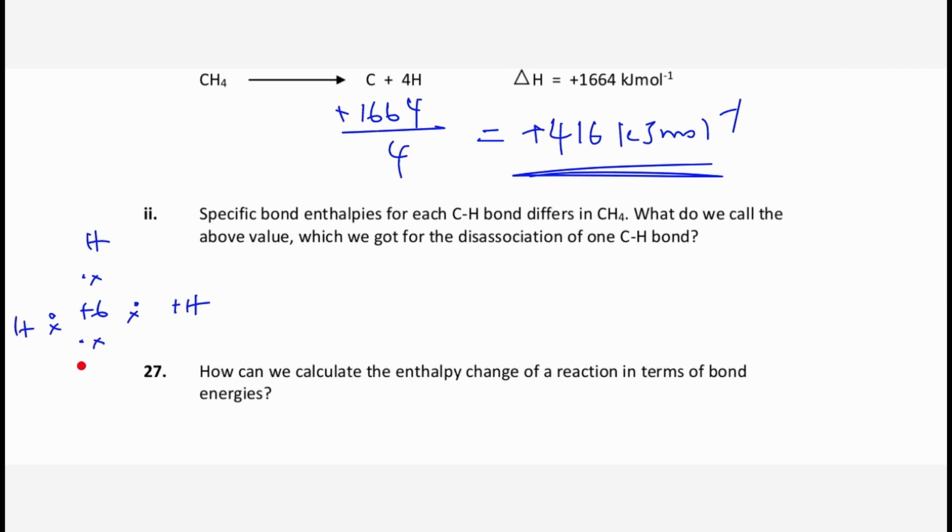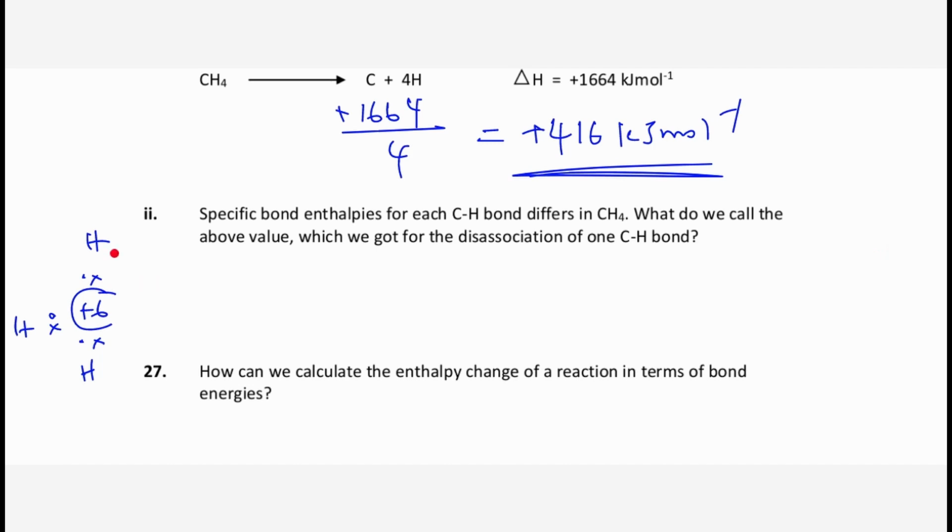4 hydrogens around the carbon. All hydrogens are +1. So if you break 1, now each bonding pair is attracted to this +6. So what happens if you break 1 of the C-H bonds? If I break this bond, then this +6 charge is concentrated among only 3 pairs, which means approximately 1 pair is attracted by +2 charge.